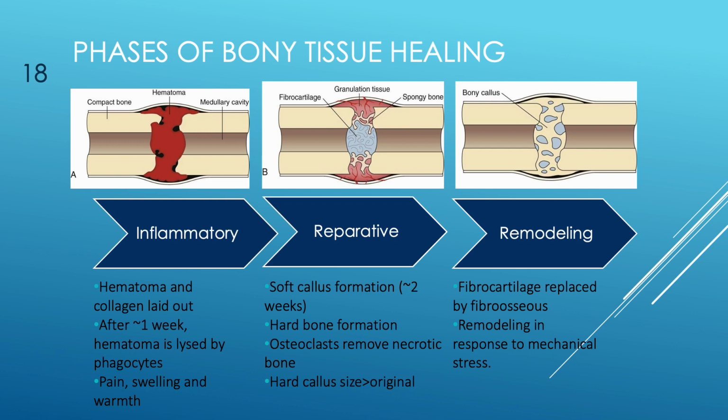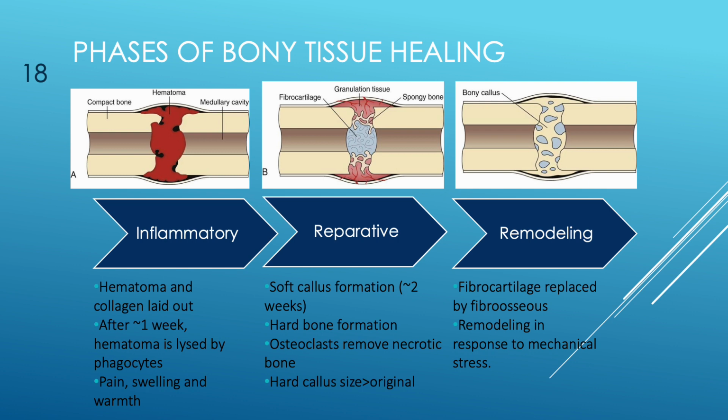The phases of bone healing include the inflammatory phase, where a hematoma and collagen are laid out. After about a week, the hematoma is lysed by phagocytes. Pain, swelling, and warmth are often associated with the inflammatory phase.